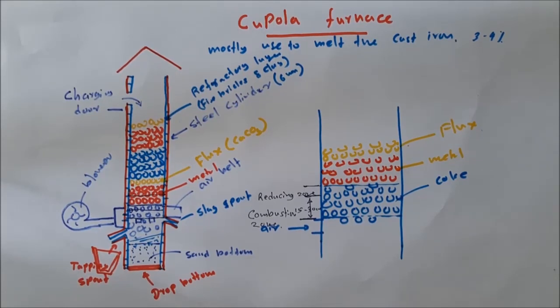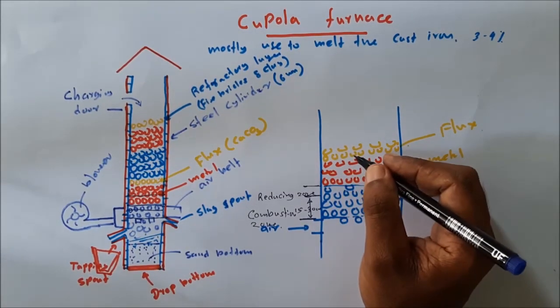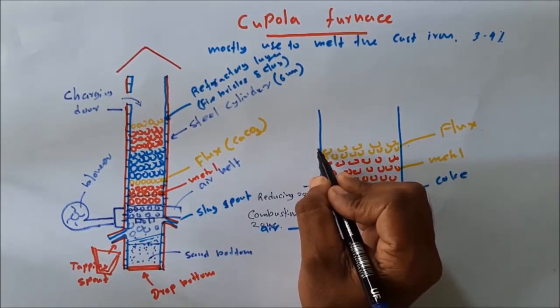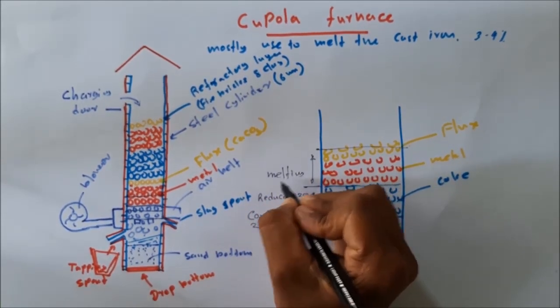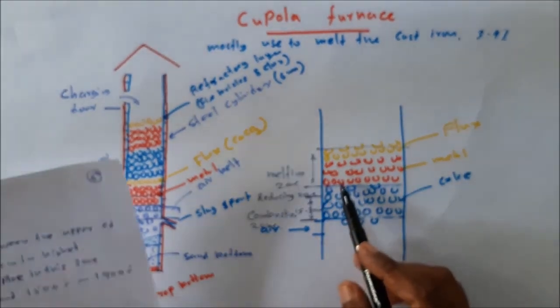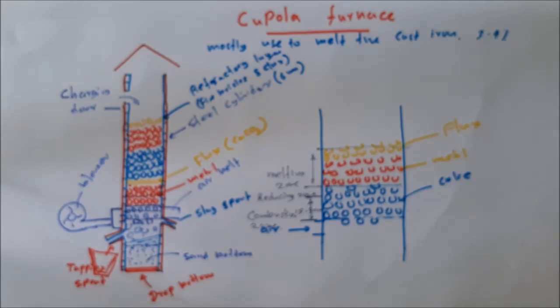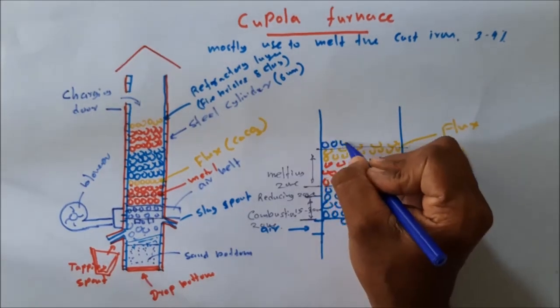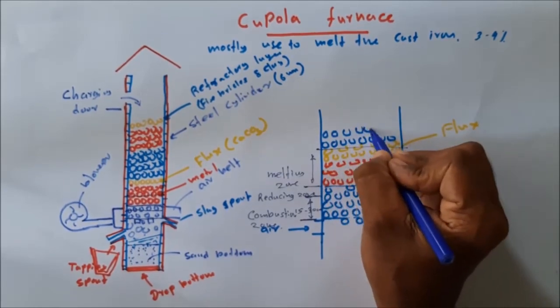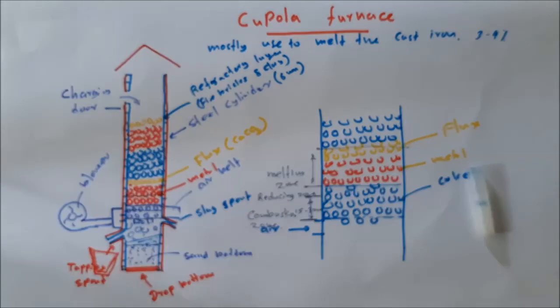Then the next one, the melting zone. Where the metals are molten is called the melting zone. Then again, the next coke bed. The melting zone ends at the next coke bed.